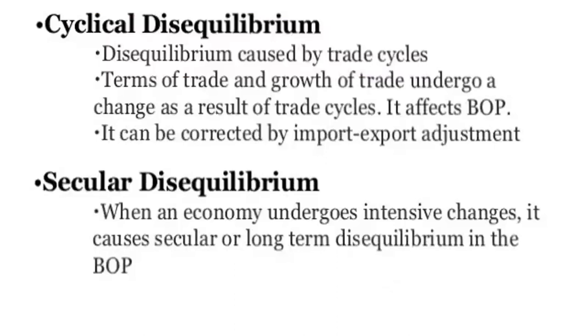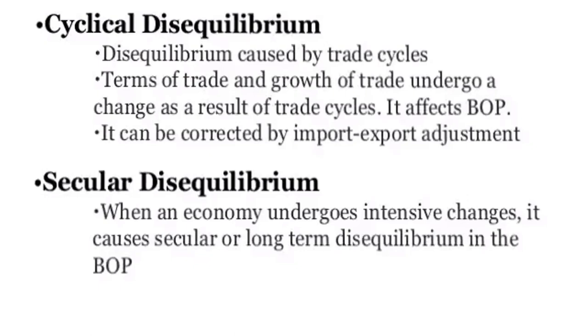Then comes cyclical disequilibrium. Cyclical disequilibrium generally occurs due to changes in the phases of the business cycle. You might have heard about the business cycle; there are 5 stages. The disequilibrium caused by trade cycles, terms of trade, and growth of trade undergo a change as a result of trade cycles. It affects the BOP, and it can be corrected by export-import adjustment.